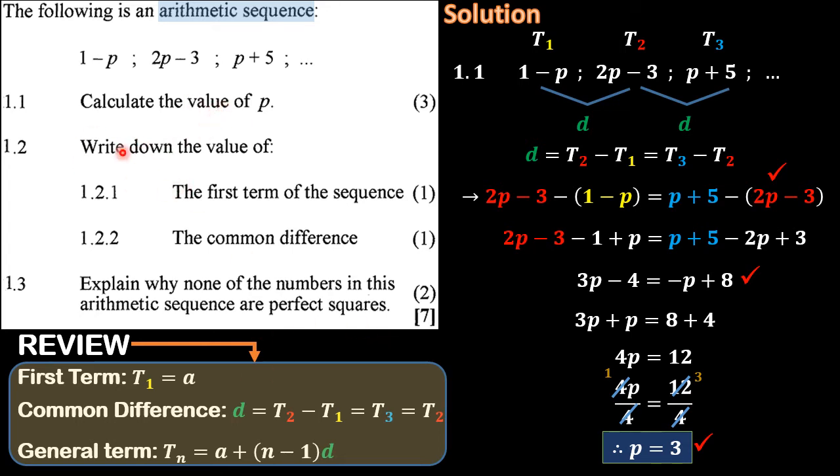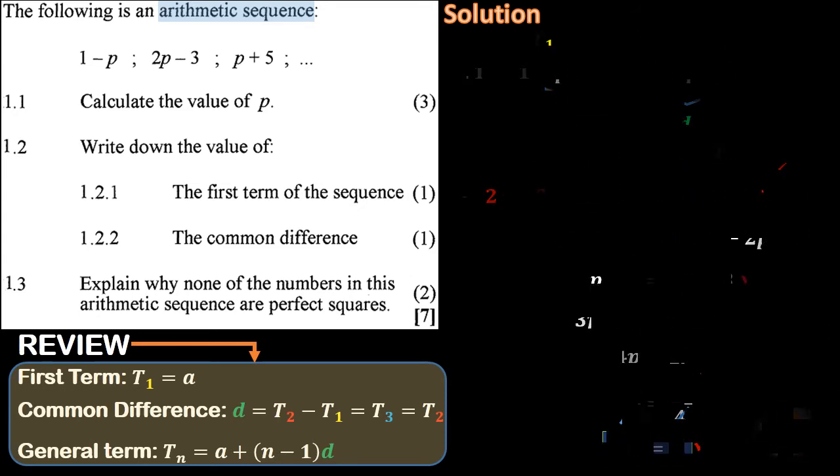So let's move on to the next question. The next question says write down the value of the first term. Remember, from the properties, from the review, T1 is equal to a, and T1 is equal to 1 minus p, and we know the value of p. Now this is your 3 marks.